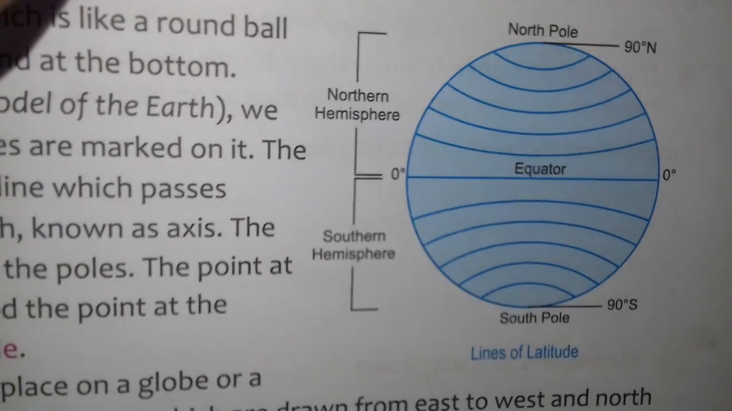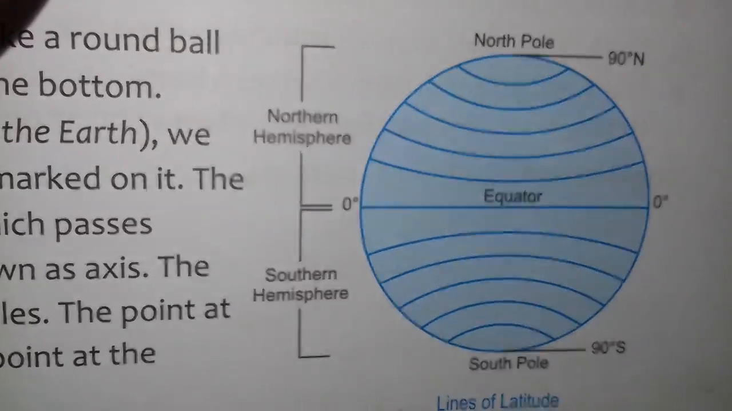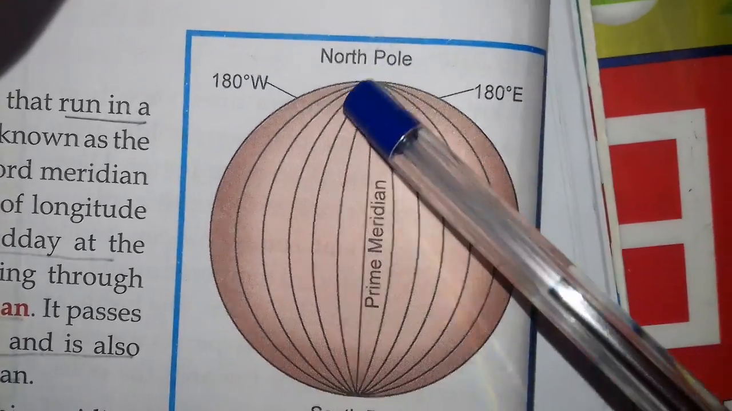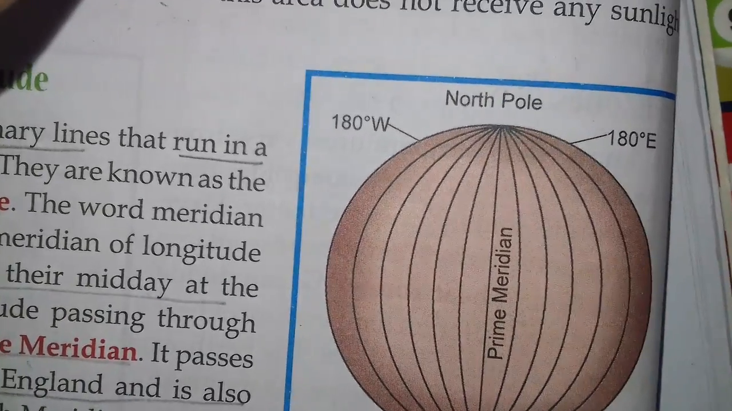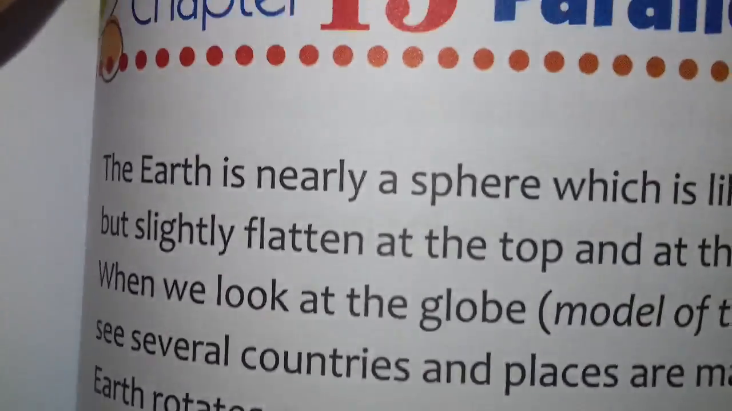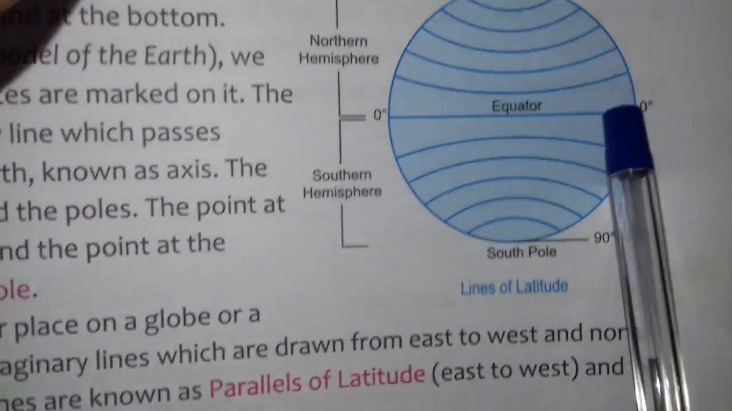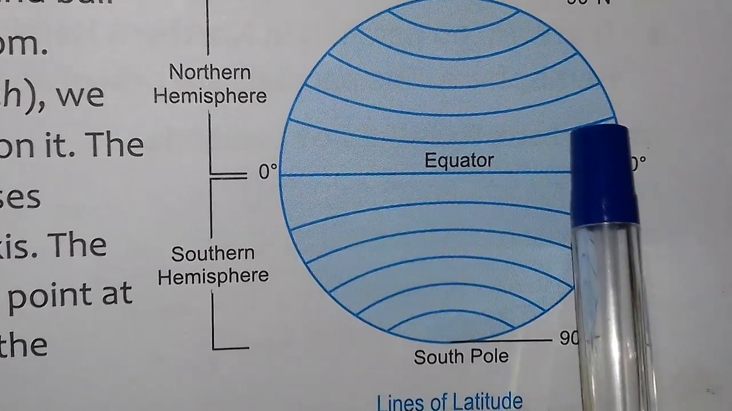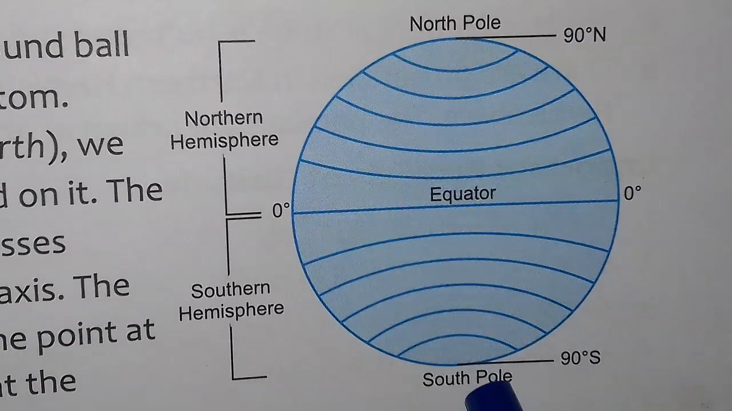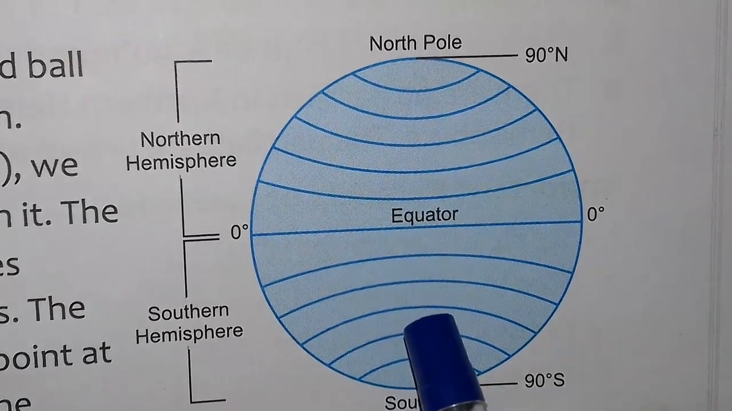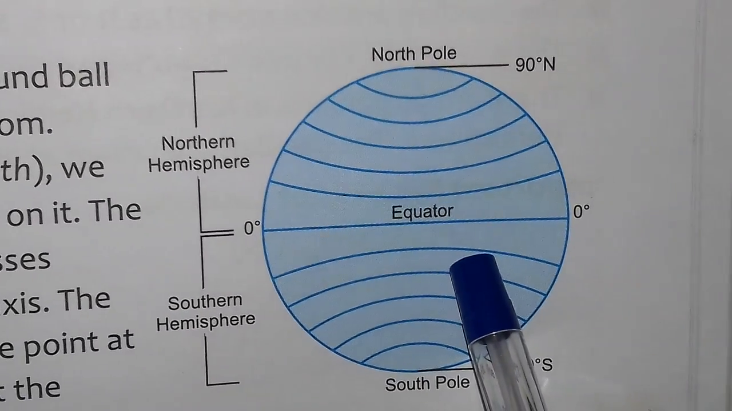North to south are called meridians of longitude. Just like this, these are the meridians of longitude running from north to south. The most important parallel of latitude is the equator. It is located just between the North Pole and South Pole. It is the longest parallel and is called the equator or great circle also.